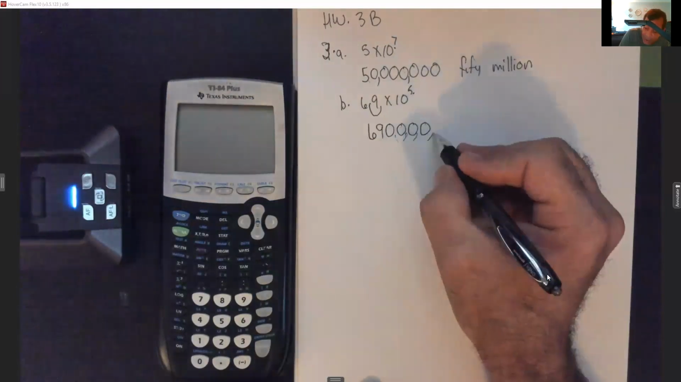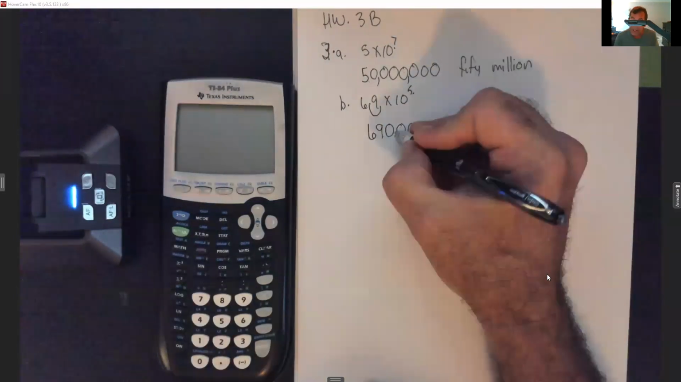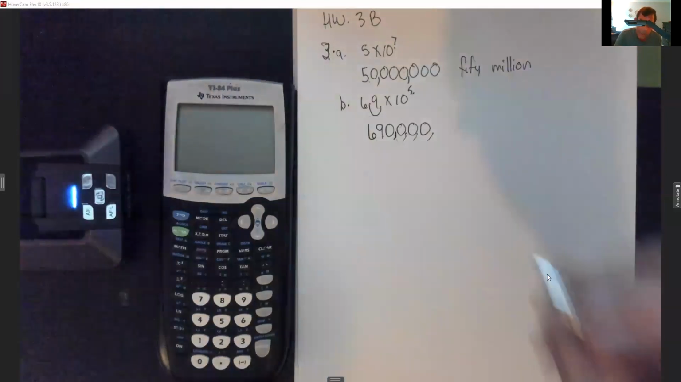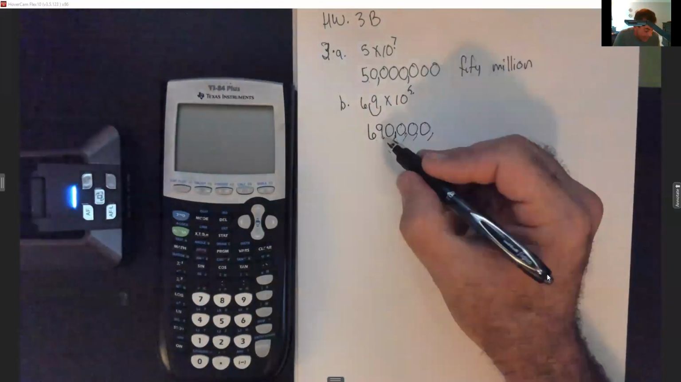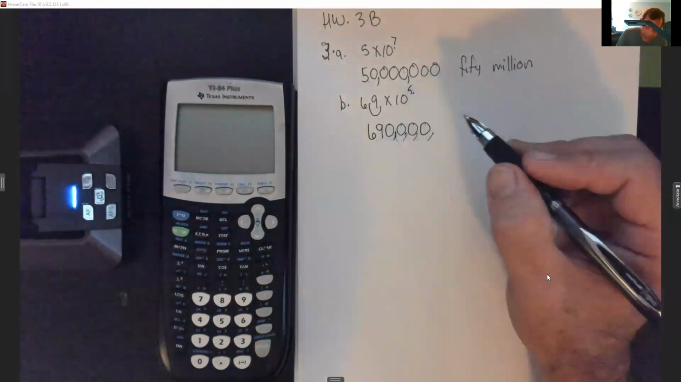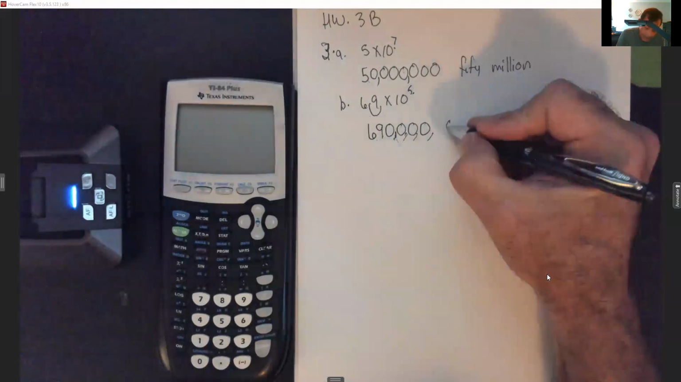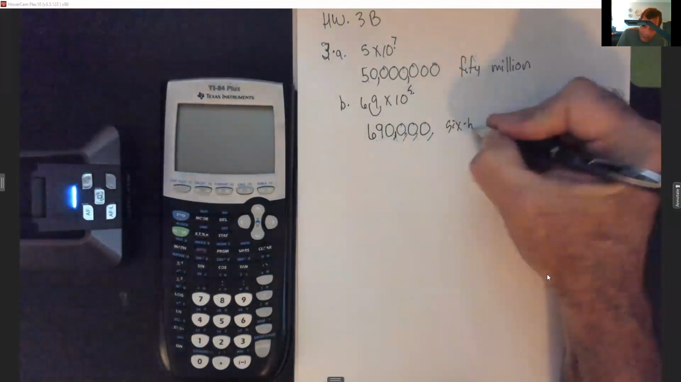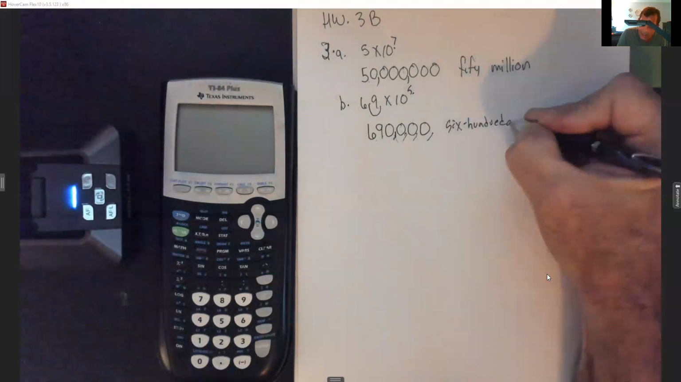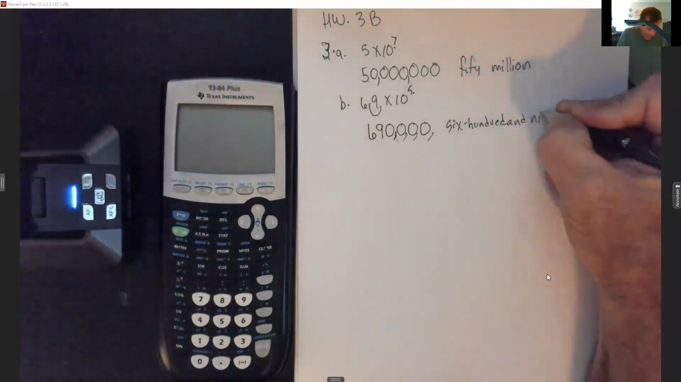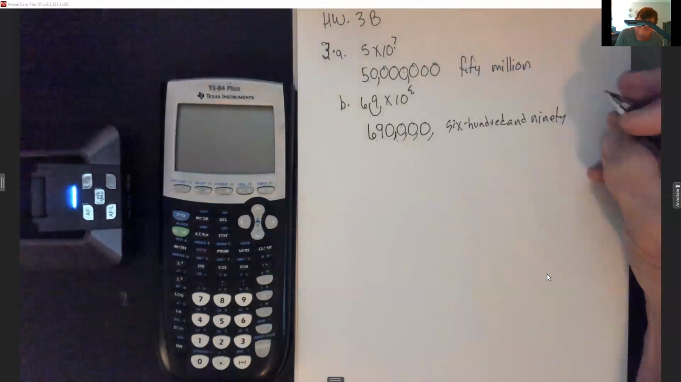1, 2, 3, 4, 5 moves. So I'll put that comma right there. So this looks like what? 690,000.